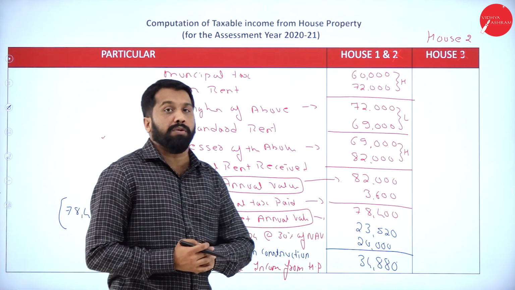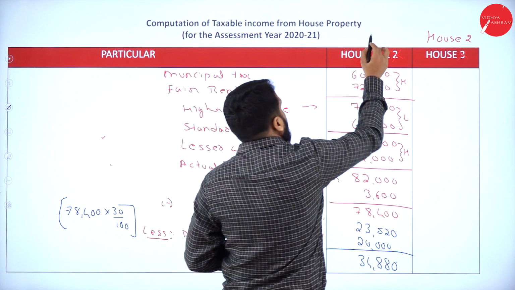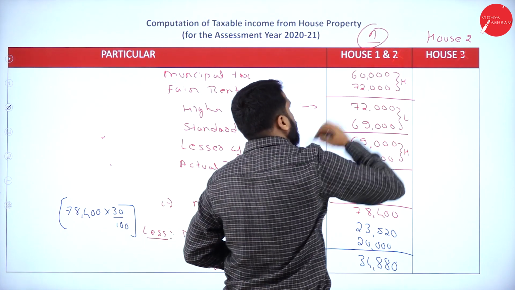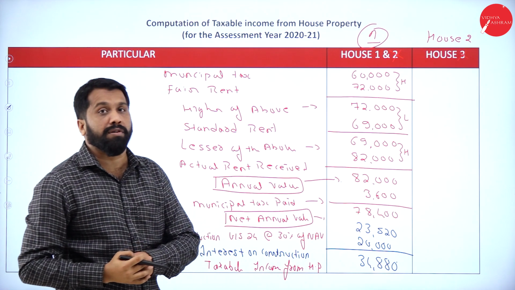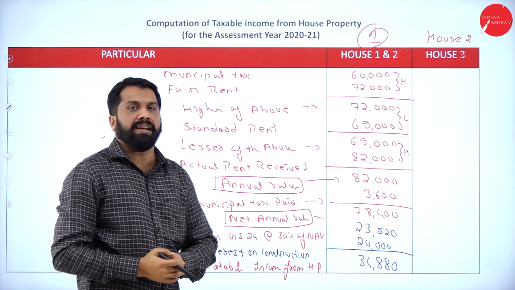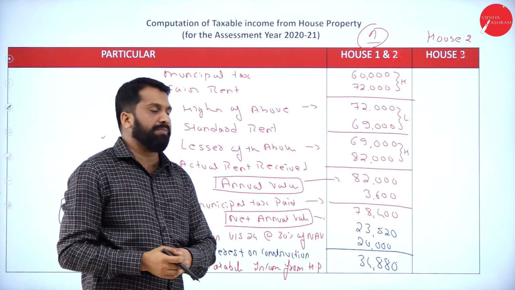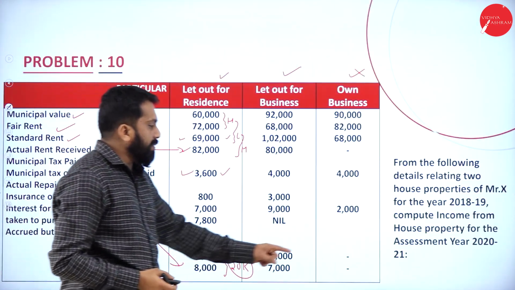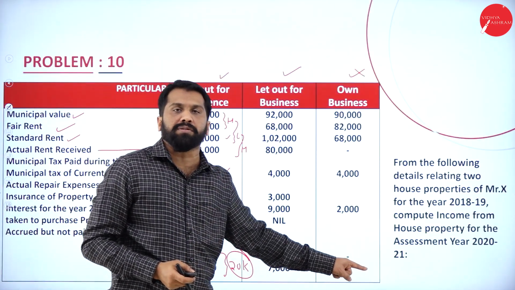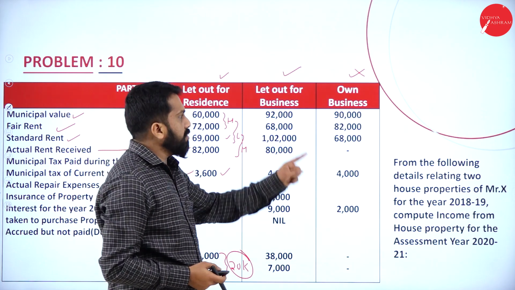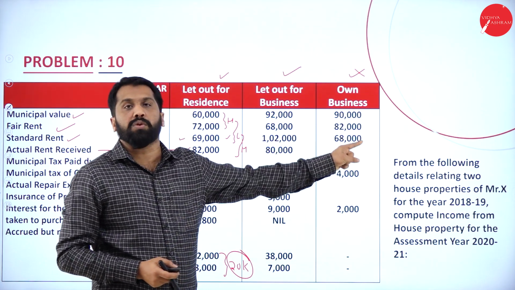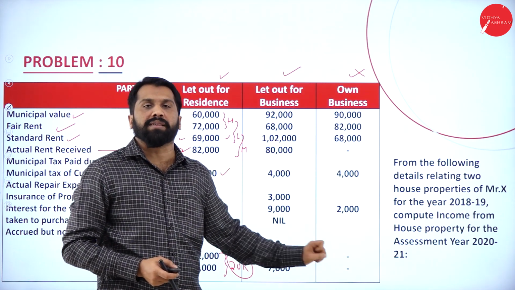This is all we have done for your house 1, and whatever we are going to do next will be for your house 2. We are not calculating anything for house 3. Why? Because we don't even have the interest paid. In house 3, if it is self-occupied or used for our own business purpose, we will not calculate.